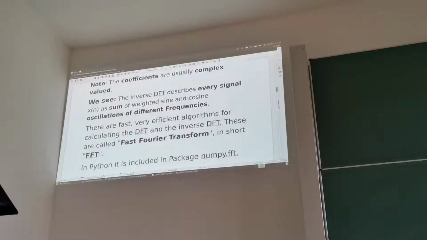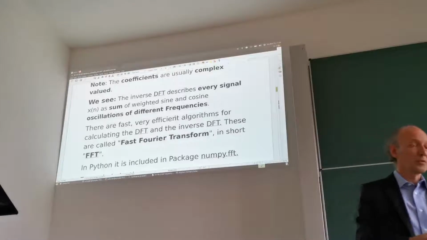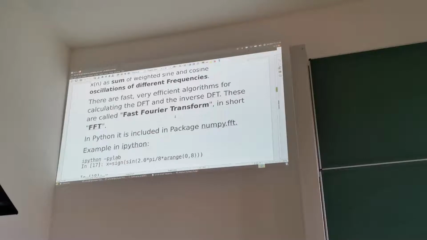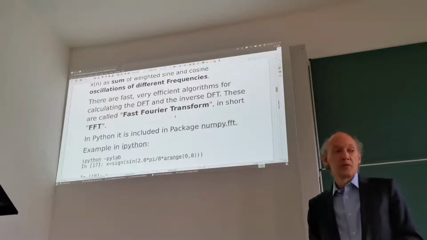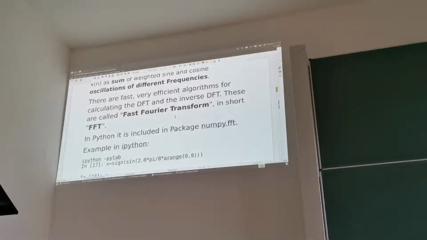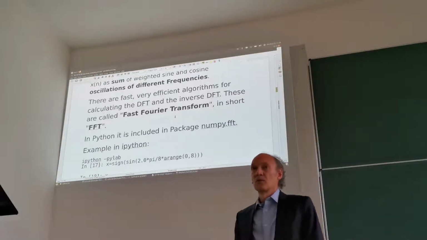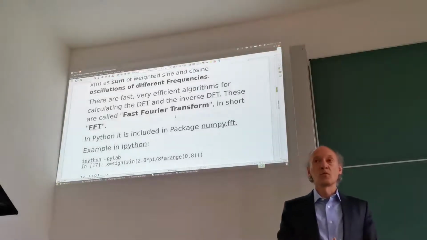The inverse describes every signal as a sum of weighted cosine and sine oscillations at different frequencies. Every signal, even if it doesn't look like a sine or cosine wave, can be represented by the sum. Fortunately, there are fast and very efficient algorithms for calculating the DFT and the inverse DFT, called the fast Fourier transform, or in short, FFT. The FFT is actually an invention which made digital signal processing practical because it reduces the complexity a lot.